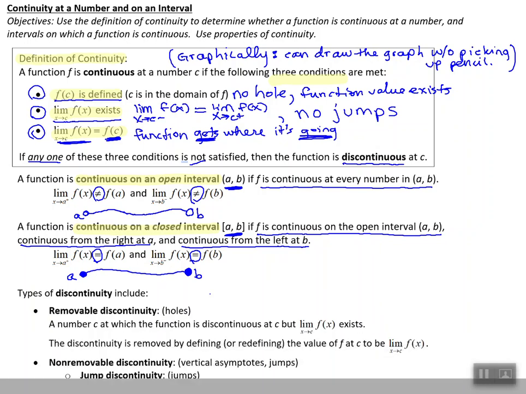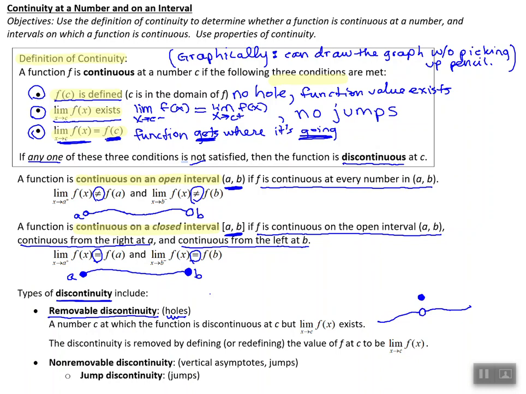Now there are types of discontinuity. We have the removable discontinuity. You're going to think of those as holes. A number c at which the function is discontinuous at c, but the limit as x approaches c of f of x exists. So you might think of it something like this. Both sides head to a place, but the function value does not exist, or the function value exists somewhere else, such as above or below where that hole is.